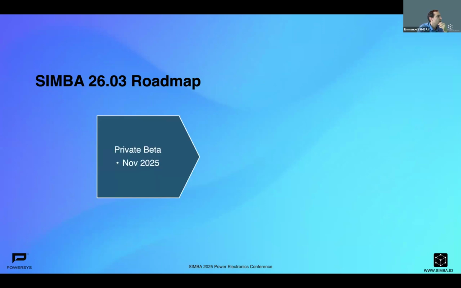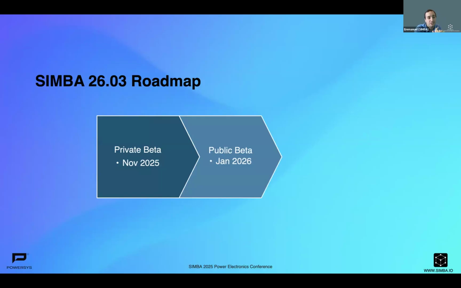So first, we have a private beta of 2603 at the end of this month. So everybody that wants to try it, just let us know, and we will send a link to start playing with it. We'll have a public beta in January. So everybody that wants to try it will be able to try it. And finally, the release will be in March. That's why it's called 2603. And we are really, really excited about this release.